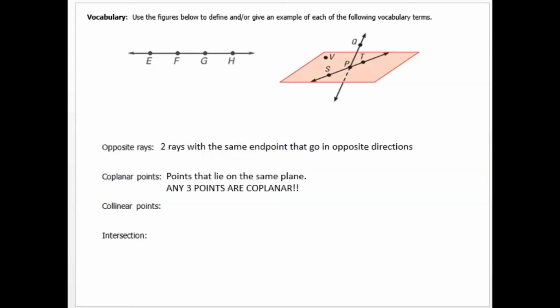Okay, next is coplanar points. So coplanar points are any points that are on the same plane.